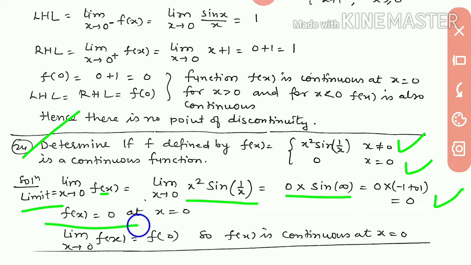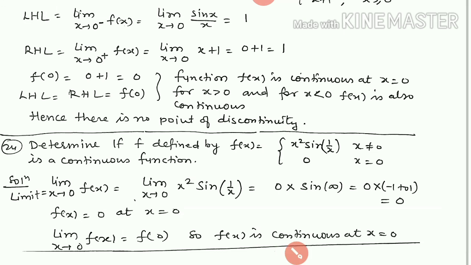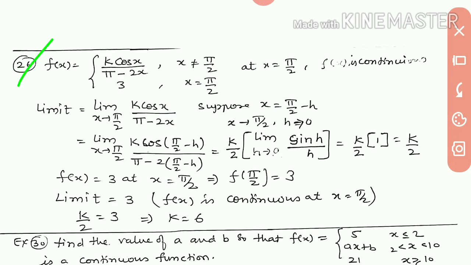And f(x) is 0 at x equal to 0, which is already given in the question. So you can check that limit x tends to 0 of f(x) is equal to f(0), which means the function is continuous at x equal to 0. So all understand this, it is a very simple question. Now question number 26, we check f(x). This question 26 is very important, very important.